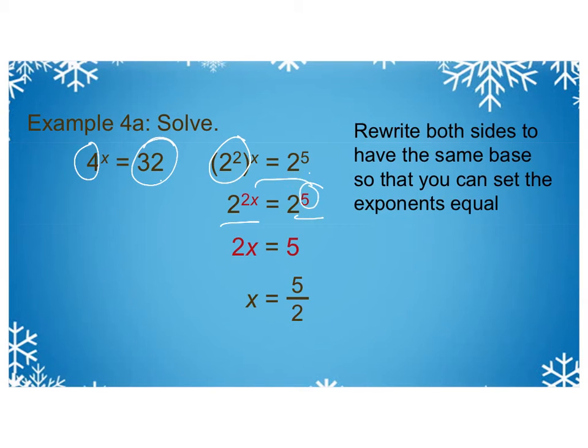So I can now set these two equal. 2x equals 5. Divide by 2. And I get x equals 5 halves. I've now solved my equation. Okay?